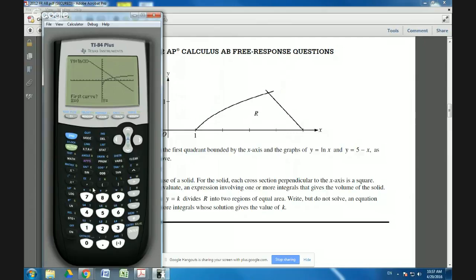Why aren't you working? I'm like 1 over 4. Oh, that's why. It's not defined there. Okay, and then second curve, 5 minus x. And you get your intersection.